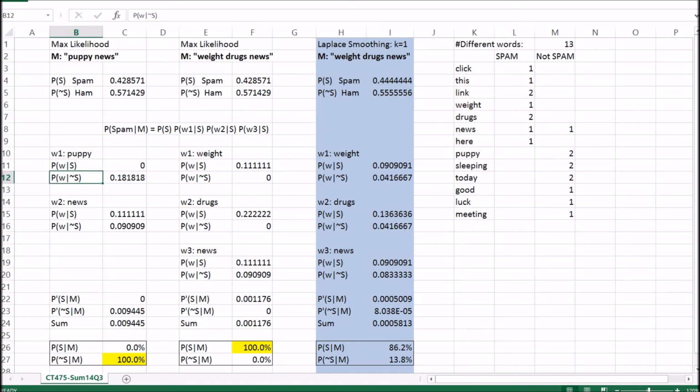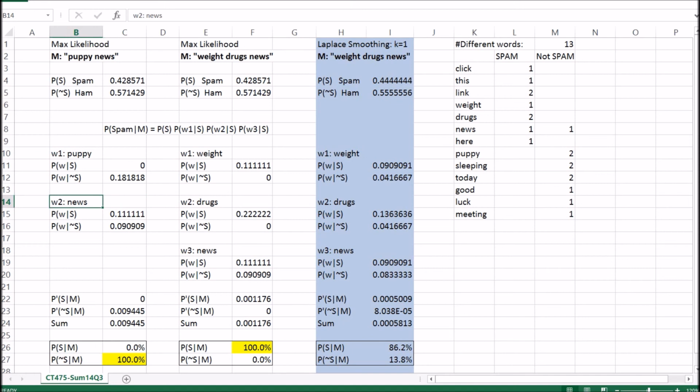What about the probability of that word in the non-spam section? Well, here's our non-spam section, and puppy appears 2 times in those 11 words. So the probability is 2 over 11, which is 0.1818.